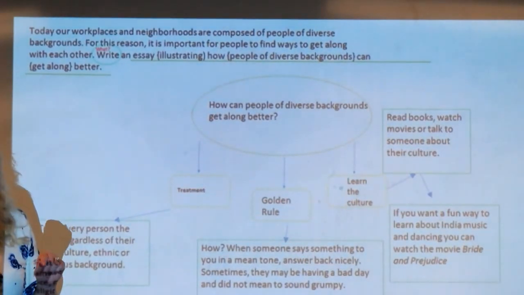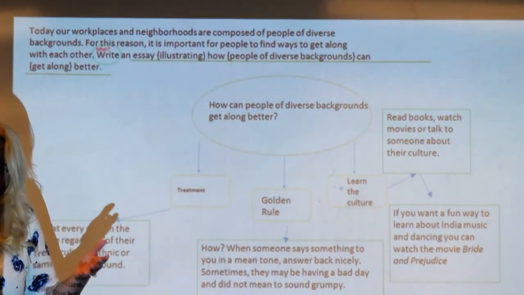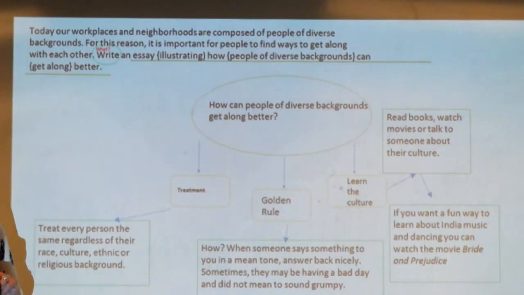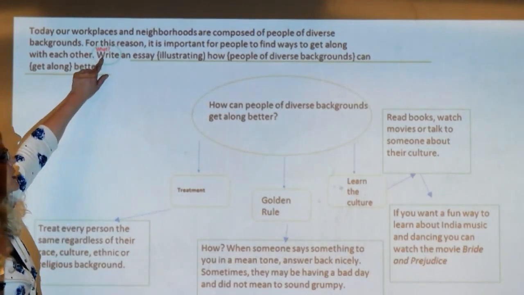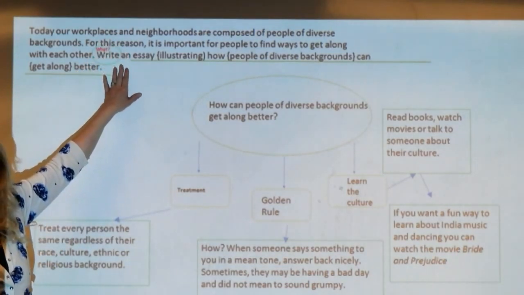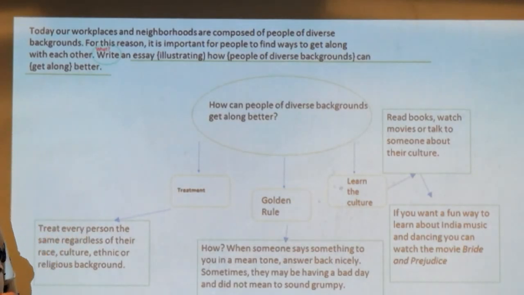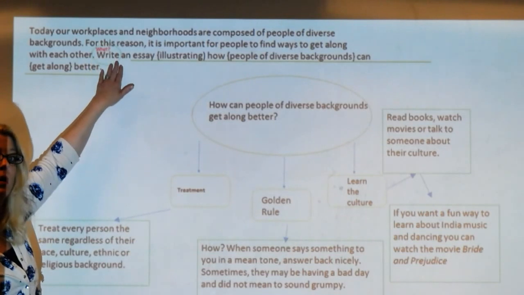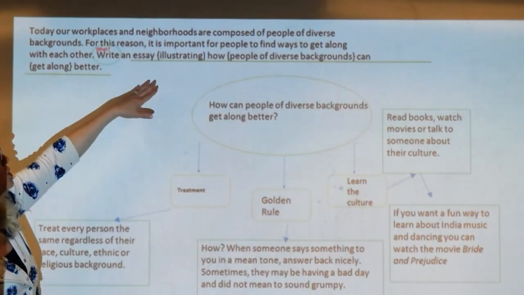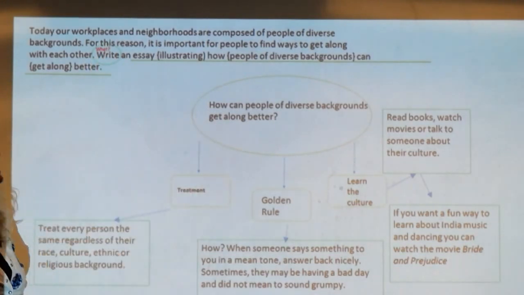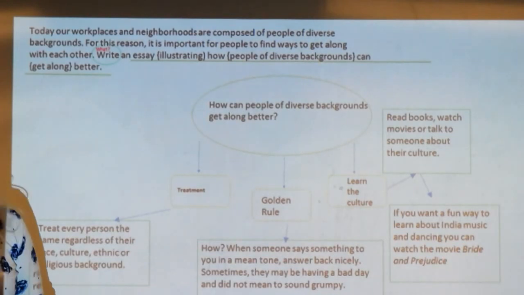Then step 4 is write the word what or a question mark above the circled word, and I've done that. What do they want me to write? And then my 5th step is to underline the answer to this question. What do they want me to write? So I underlined an essay illustrating how people of diverse backgrounds can get along better.